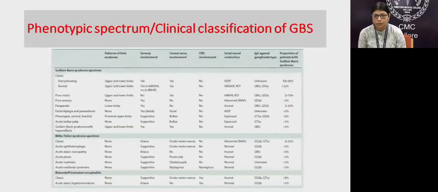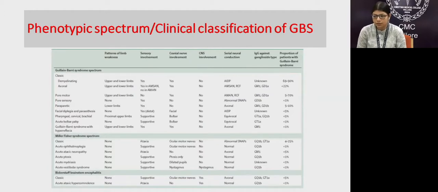So, what is the phenotypic spectrum or the clinical classification of GBS? The GBS spectrum of disorders can be the GBS spectrum, or they can have a Miller-Fisher spectrum, or a subset of Miller-Fisher syndrome will have a brainstem involvement that is called Bickerstaff brainstem encephalitis. I would like to emphasize the point that all these variants come under the umbrella syndrome of GBS.